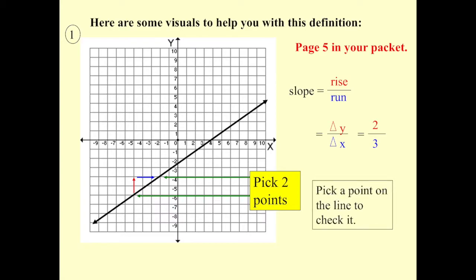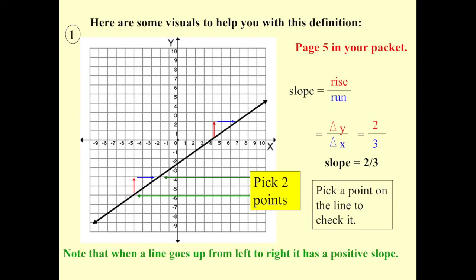Pick a point on the line to check it. I want to pick another point on the graph and then see if I go up 2 and then to the right 3, if I end up on the line. And I do. So my slope is 2 over 3. Note that when a line goes up from left to right, it has a positive slope.